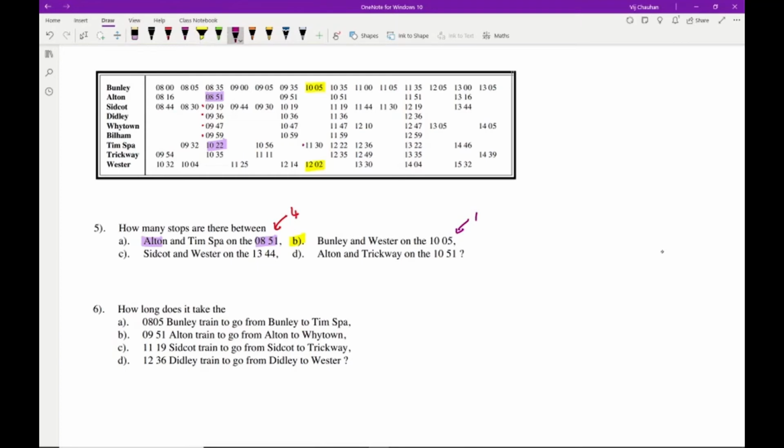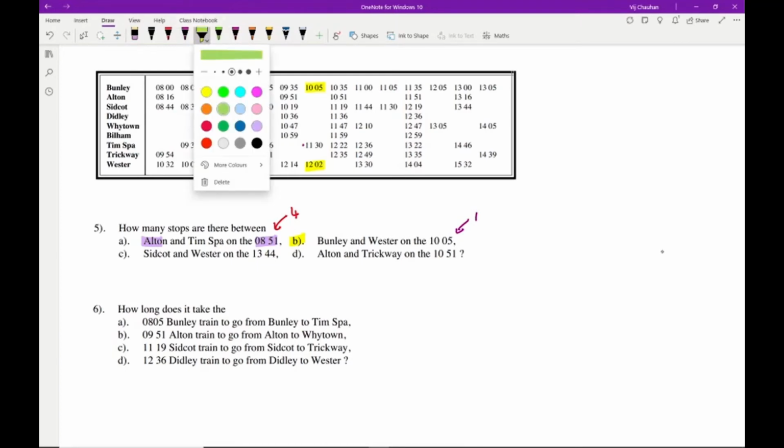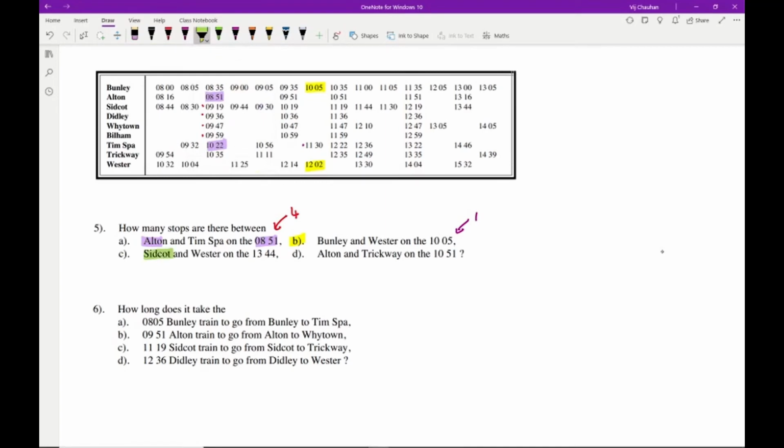And then the Sidcot to Wester, so again let's get different colour highlighters. Let's go for green. So Sidcot at 13:44, so 13:44 Sidcot is that train there, and we're ending up at Wester, so again that only makes 1 stop, so we can write an answer of 1.